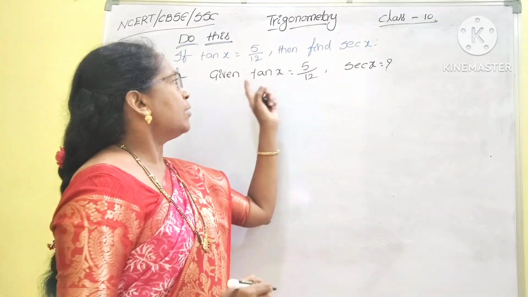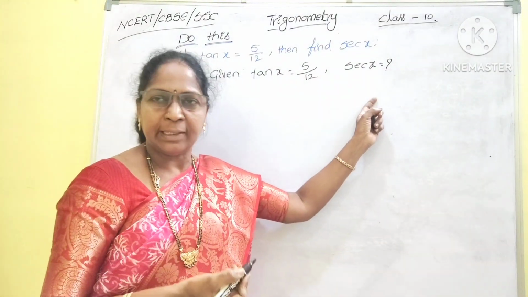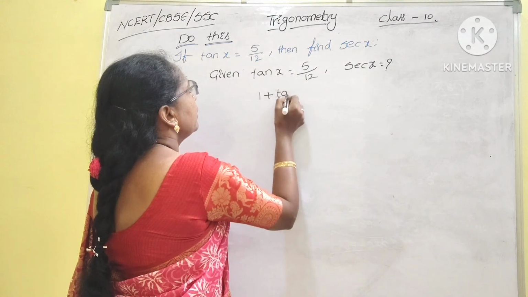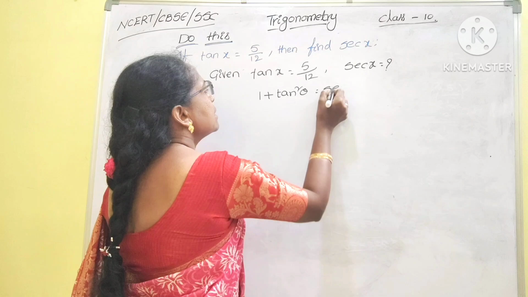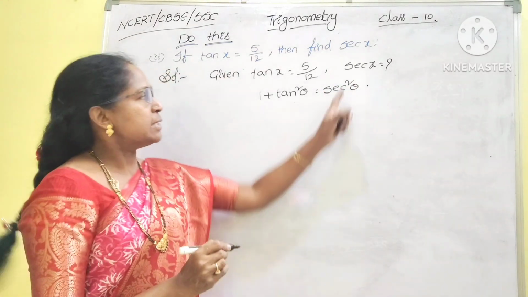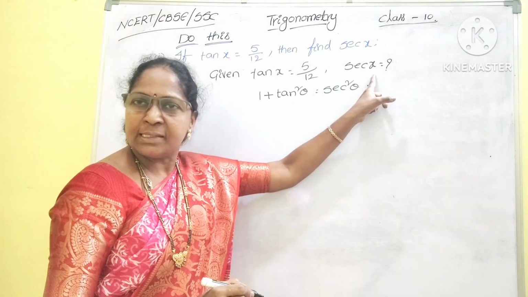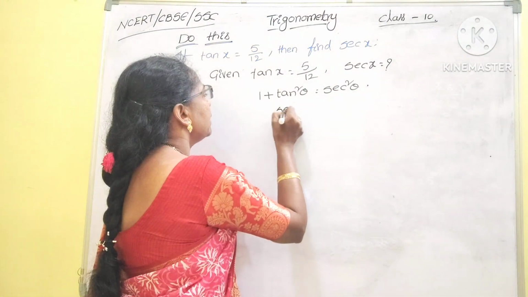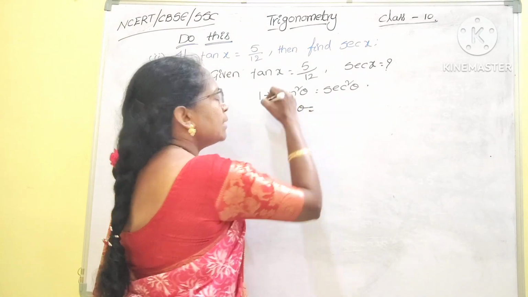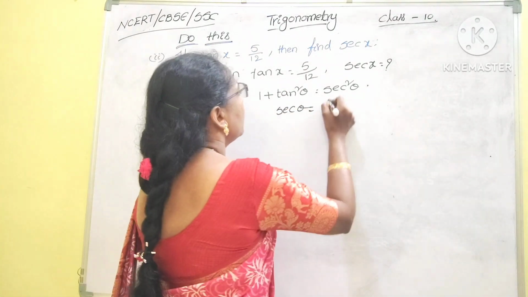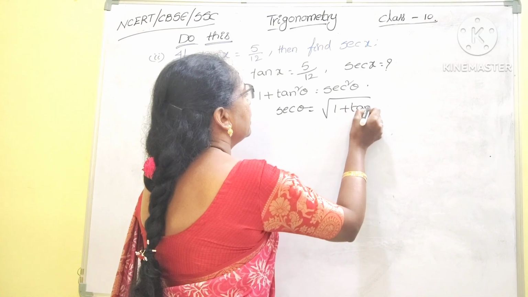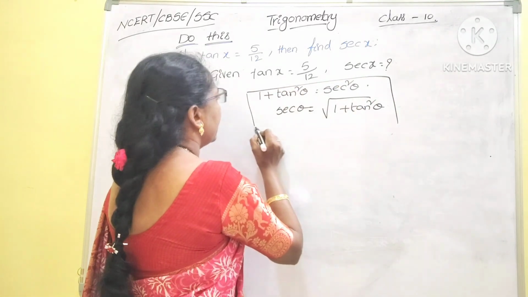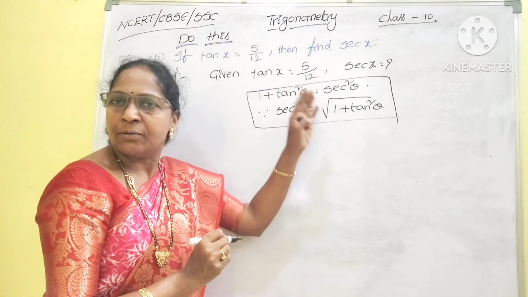Now, what is the relating formula between tan and secant? You have to think and write down. One identity is 1 plus tan square theta equal to secant square theta. Here instead of theta, x is given. Only secant theta is required, so secant theta equal to square root of 1 plus tan square theta, as the square goes to the other side and becomes square root. We know this identity, so according to it you have to substitute the values.